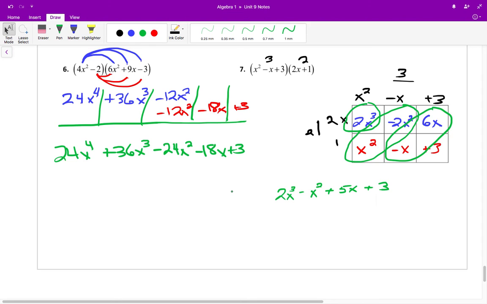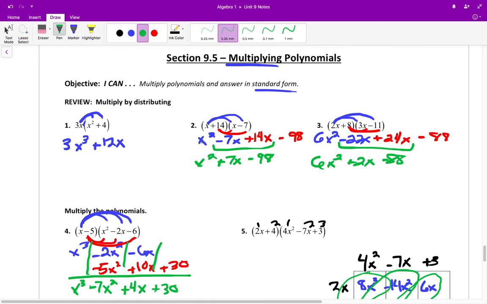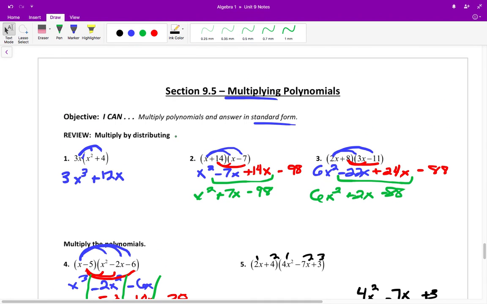Now notice the way that we worked through all of these, they all ended up in standard form: 3, 2, 1, 0, and 4, 3, 2, 1, 0. If it didn't, remember you need to go back and check. All right guys, that is it for section 9.5.